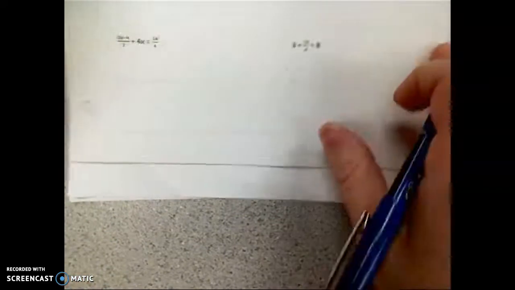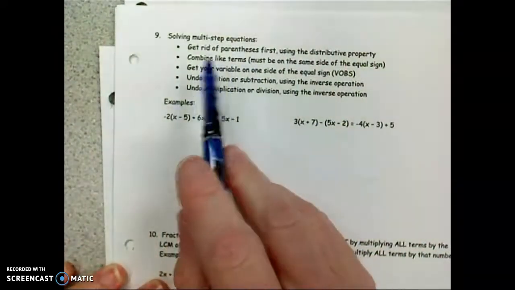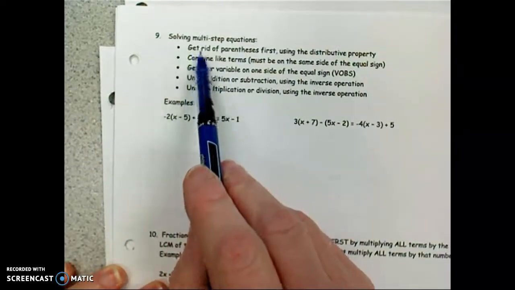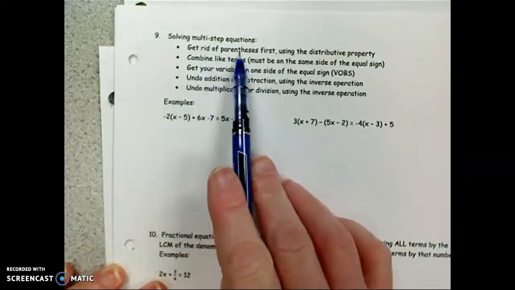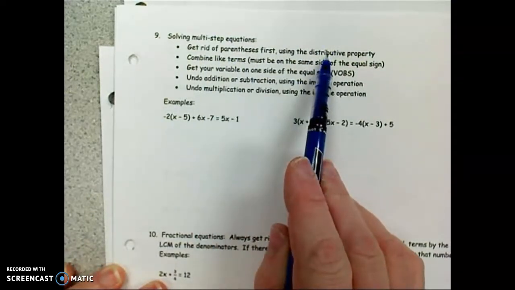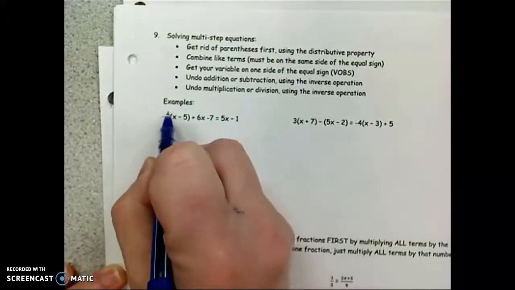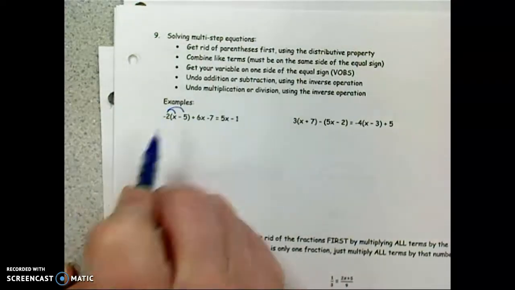All right, so then on the next section, these are multi-step equations with all of the things that we had learned so far this semester. So this is the order that you're going to do things in. The very first thing you're going to do is get rid of the parentheses by using the distributive property. So on this one, the first thing I'm going to do is I'm going to distribute the negative 2 times the x and times the negative 5.